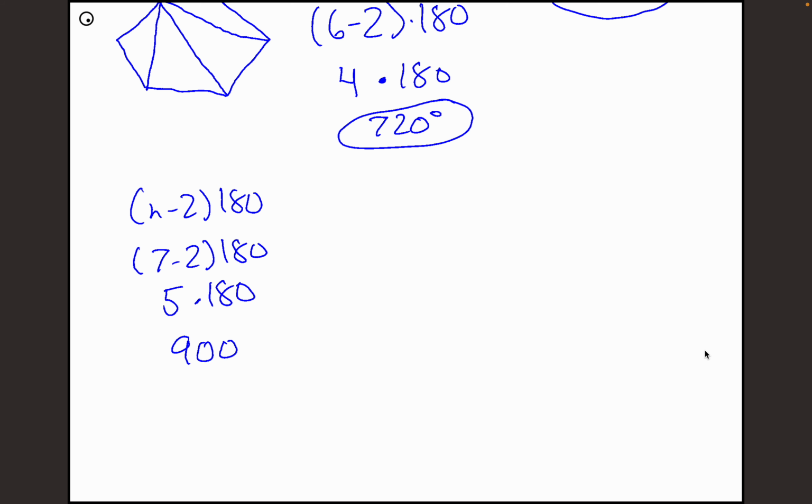Now, it said to find what each individual interior angle is. So how many sides is the heptagon again? 7. So what do you think we're going to do to 900 if we're finding each individual angle? We're going to divide it by 7. Okay? Because that's how you find each individual angle. So each angle is going to equal 900 divided by 7. This one comes out as a decimal, so round to the nearest tenth. What do we get?